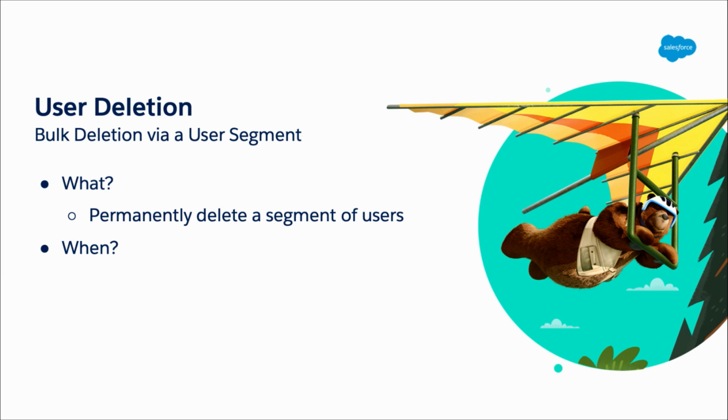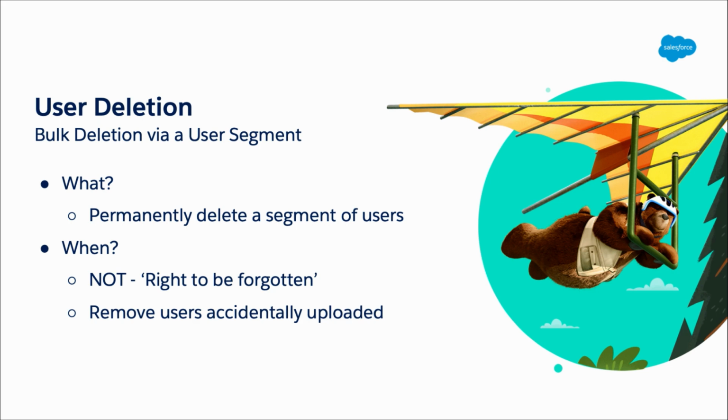In terms of when you would use this feature, let's start with when you would not use this feature. The bulk user deletion feature should not be used to process CCPA, GDPR, or any other deletion requirements that fall under a right to be forgotten legislation. We have the user lookup and deletion API that's documented in our support site for those tasks.